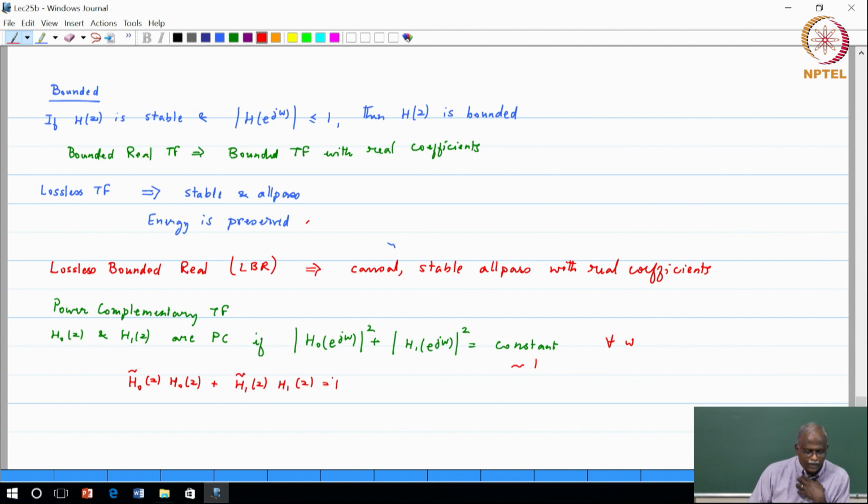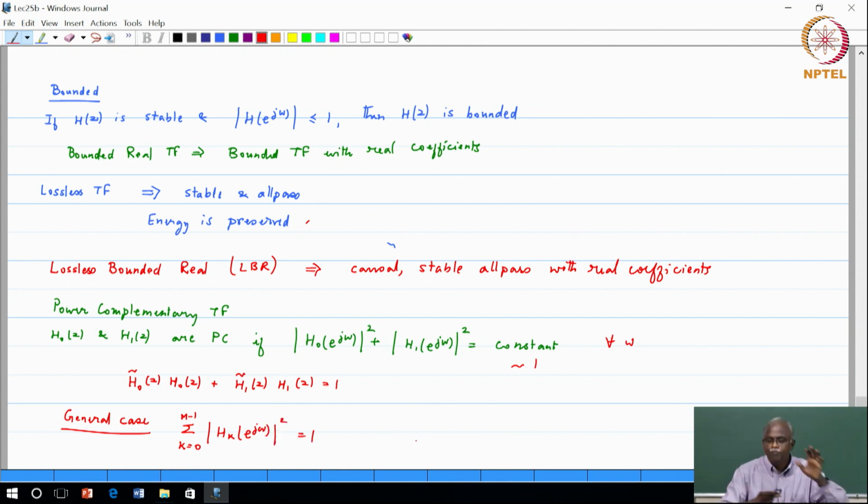Of course, you can generalize the power complementary to more than two transfer functions. In the general case of power complementary transfer functions, we get the following: summation k equal to 0 to M minus 1 of magnitude H k e of j omega squared equal to 1. So there can be M transfer functions which are power complementary. You just have to make sure that their magnitude squares, when added up over all the functions, give a constant.